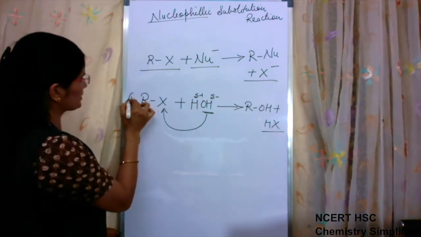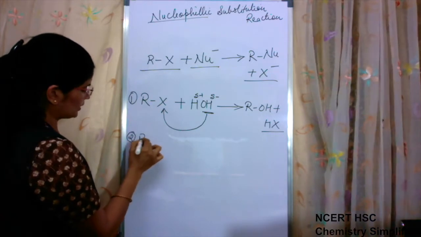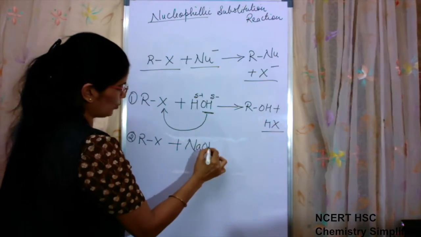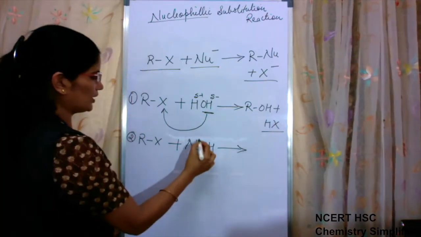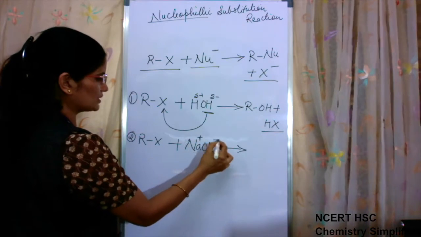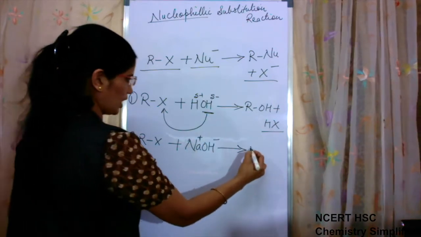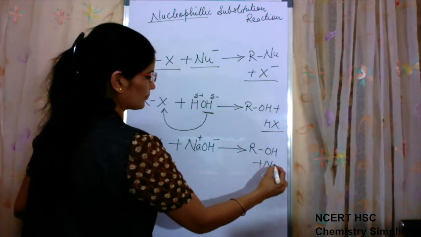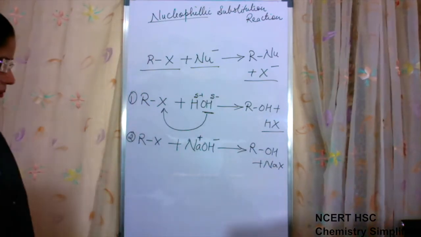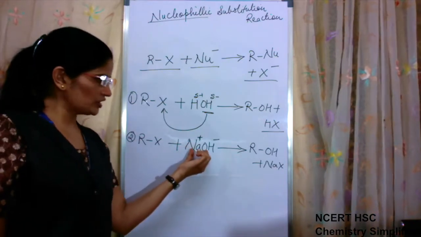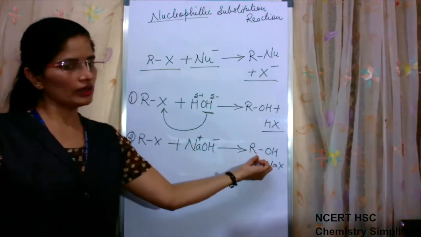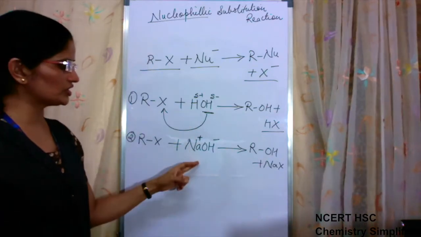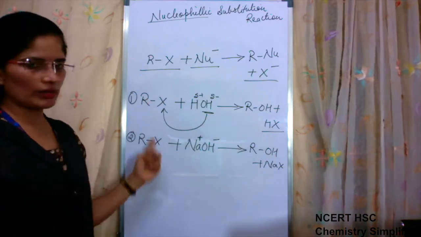Similarly, this is the first reaction. Second reaction, RX can react with NaOH. Again, Na is positive, OH is negative. So ROH plus NaX. That means NaOH can also react with RX to give you alcohol. So when we do the preparation of alcohols, at that time we can use these two reagents to prepare alcohol from alkyl halides.